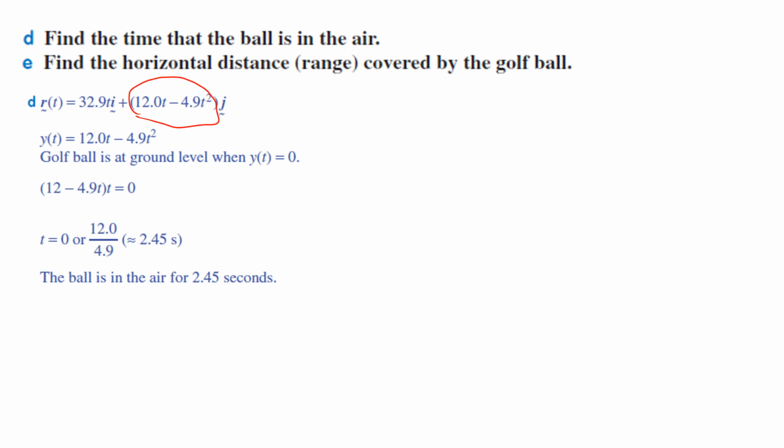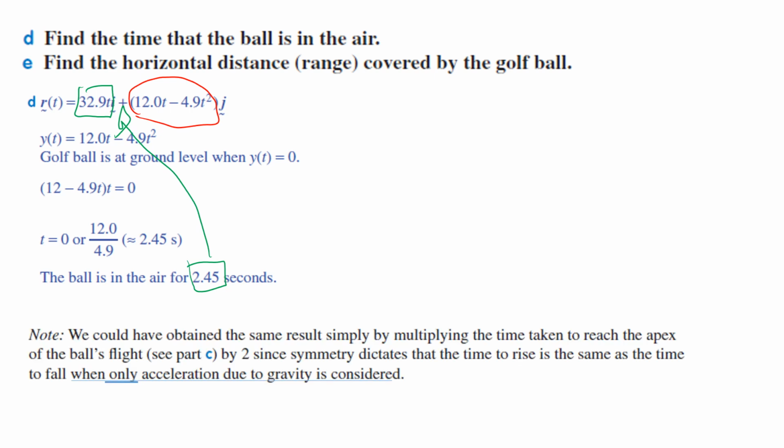So the ball's in the air for 2.45 seconds. Now find the horizontal distance covered by the ball. Obviously I need to take that 2.45 seconds approximately, sub it into the i component, and that gives me my horizontal distance, as you can see. Plugging in that 2.45 gets me 80.6 meters as the range at which I hit the ball before it touched the ground for the first time.